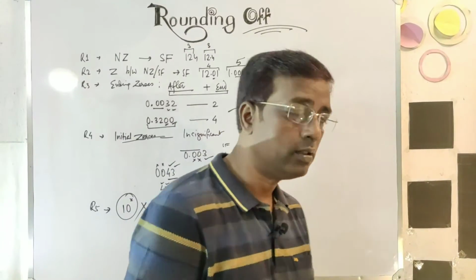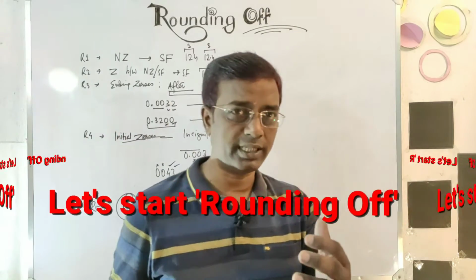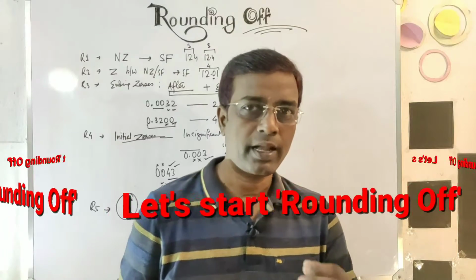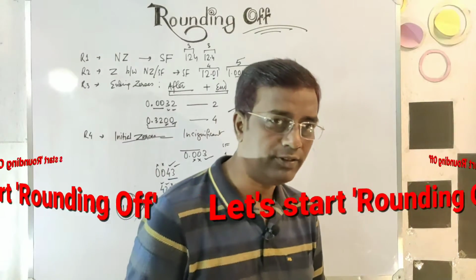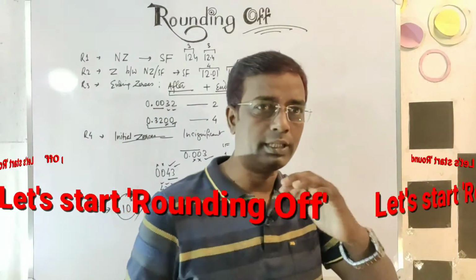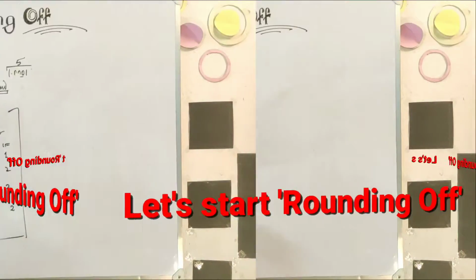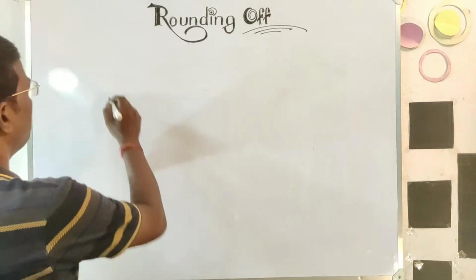Now we get into rounding off, where we'll be doing all the operations, basically the multiplication, addition, subtraction and division of significant figures, and we will be finding answers up to certain significant figures. Let's straightaway get into the rounding off part. Let's take one example straightaway.